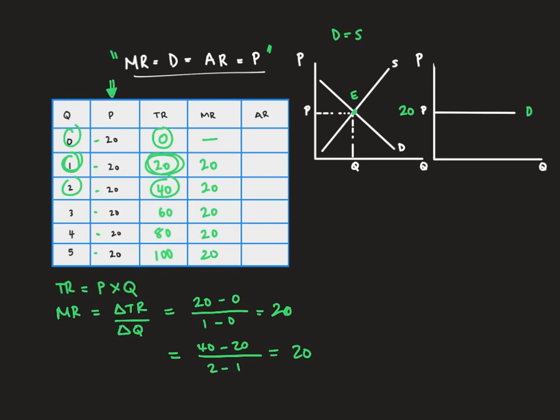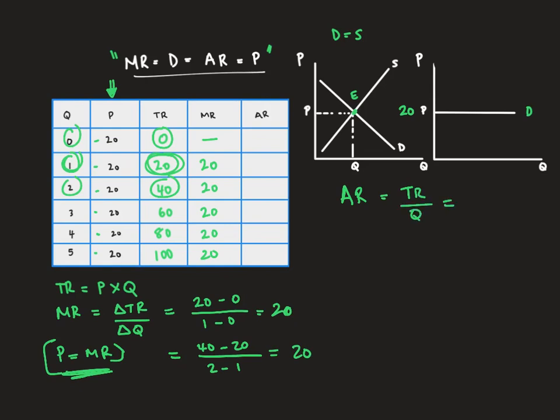So here we can say that we've already figured out now that the price is equal to marginal revenue. You can see price is equal to marginal revenue. So here we've proved that price is equal to marginal revenue. And then we can also try and prove that AR will also be equal to the price. So let's do the next one. To calculate AR, the formula is TR over Q.